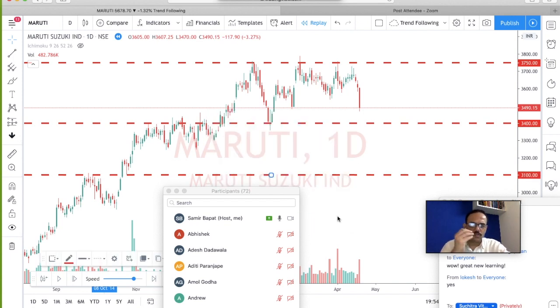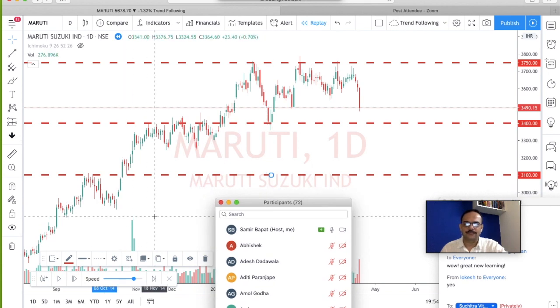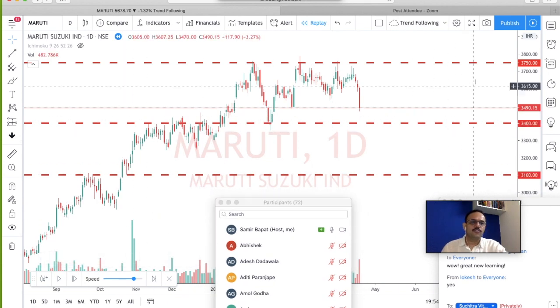So this is only a rough cut guidance. Typically this is like 3100, 3400. So the difference is 300 points, which is approximately 10% of 3000. Again, 3400 to 3750 is approximately a distance of 10%. So the range is somewhere between good support and resistances.